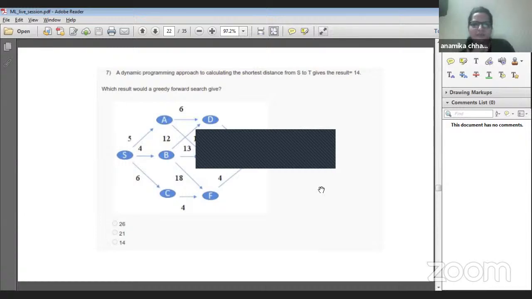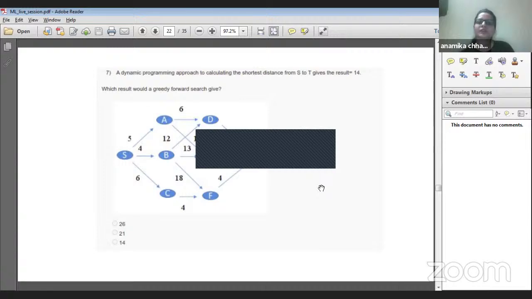So, okay, this is a very simple question, I think. A network is given to you, and it is given that the dynamic programming approach for computing shortest distance gives us 14. What would a greedy forward search give? I think it's very, very simple. You would have done it in data structures, right?